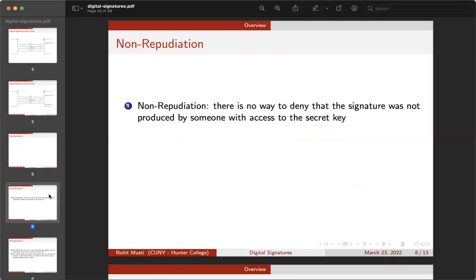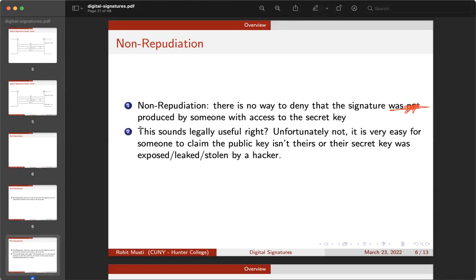So they have this property of non-repudiation. There's no way to deny the signature was produced by someone with access to the secret key. No way to deny that. That's for sure true. And this sounds legally useful, right? There's some kind of implication that would recognize legally.